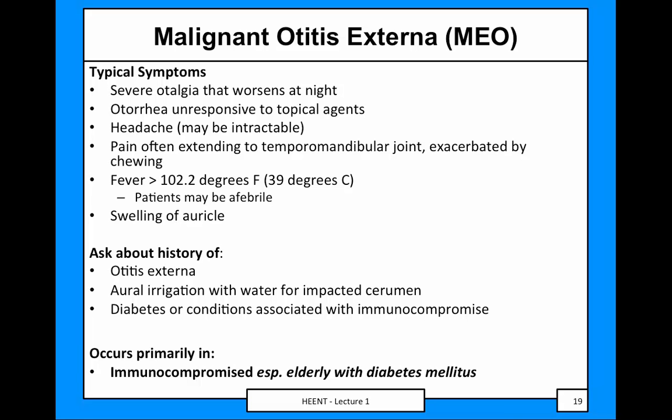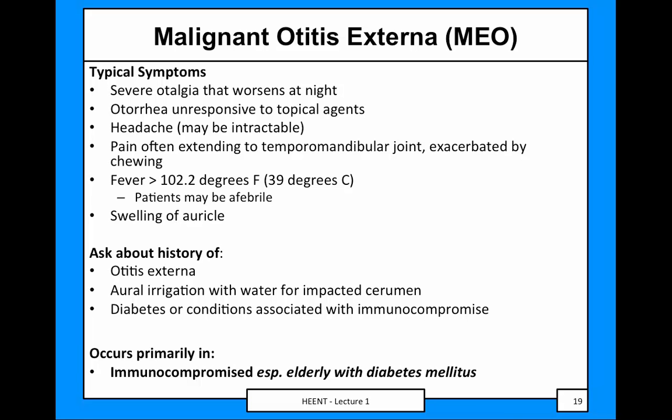Typical symptoms: severe otalgia that worsens at night, otorrhea, so again you have ear drainage, unresponsive to topical agents, and headache, which may be intractable, meaning that it doesn't go away despite treatment. Pain often extends to the temporomandibular joint, TMJ, exacerbated by chewing. Fever over 102.2 degrees Fahrenheit or 39 degrees Celsius. By the way, in PANTS and PANRE and my exams, I will give you both Fahrenheit and Celsius.